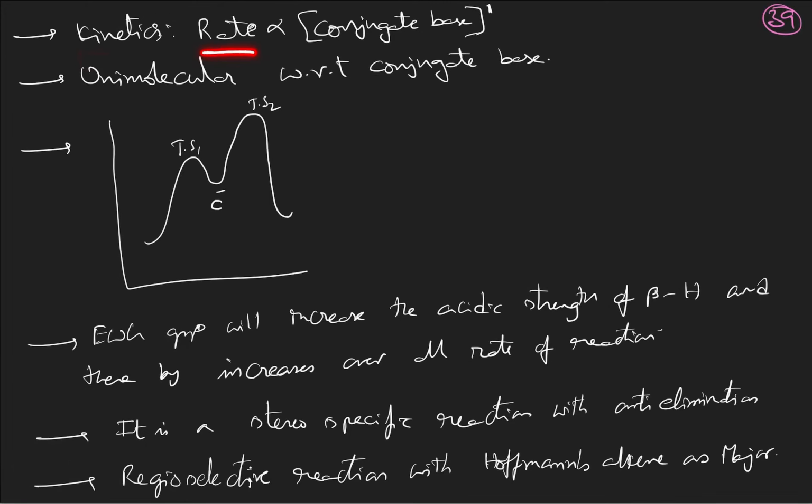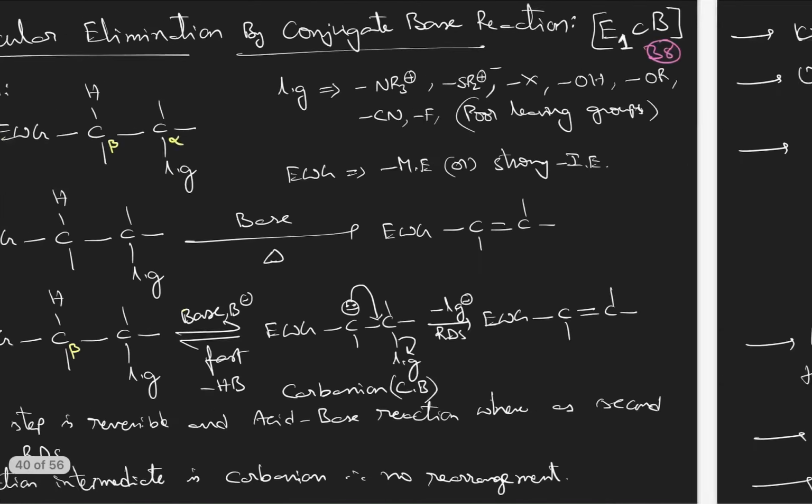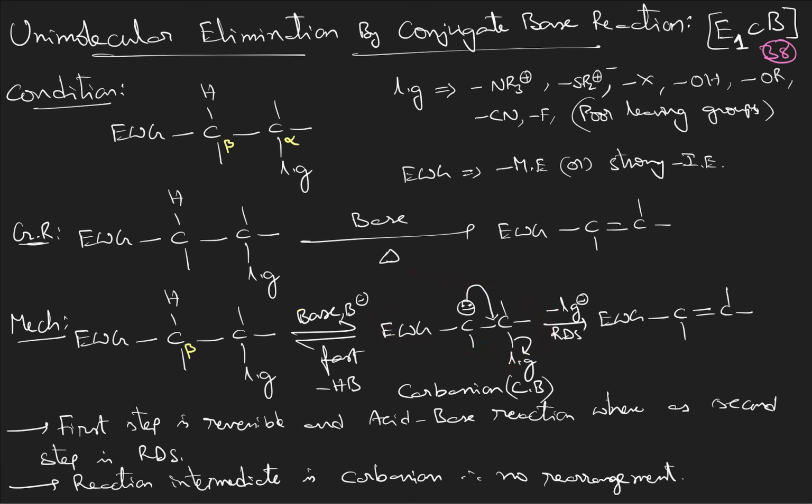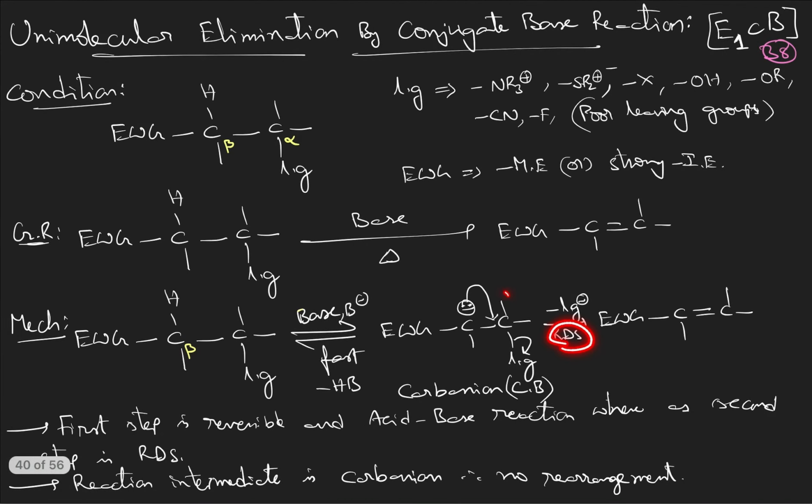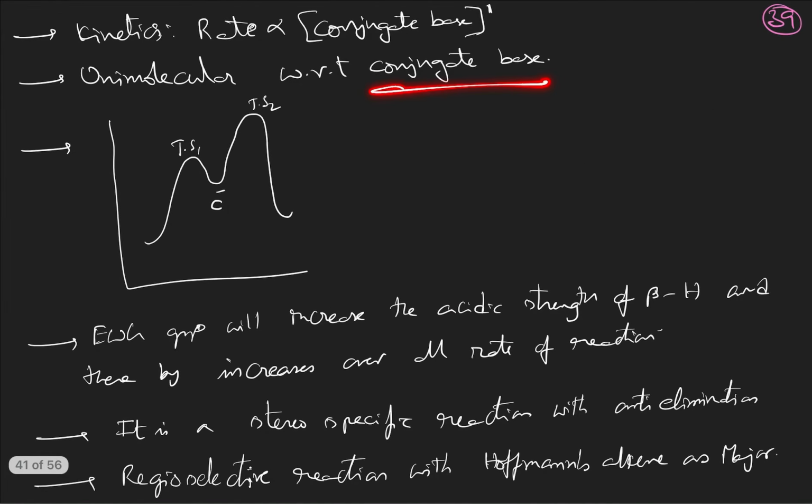Kinetics of the reaction. The rate of reaction is directly proportional to the concentration of the conjugate base, that is the carbanion formed here, because this is the RDS step. Therefore whichever species are participating in the RDS step, their concentrations can influence the overall rate of reaction, but the concentration of the carbanion is dependent again on reactant molecule and base concentration. Okay, then it is a unimolecular reaction. Again, in the RDS step, a single species is participating, therefore unimolecular with respect to the conjugate base.